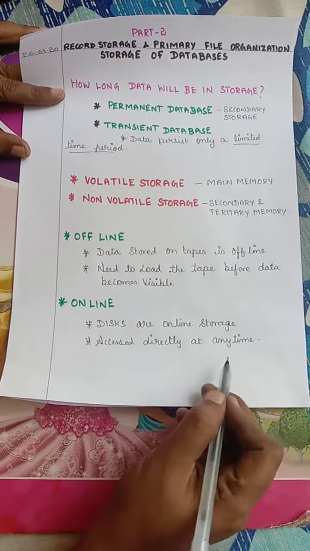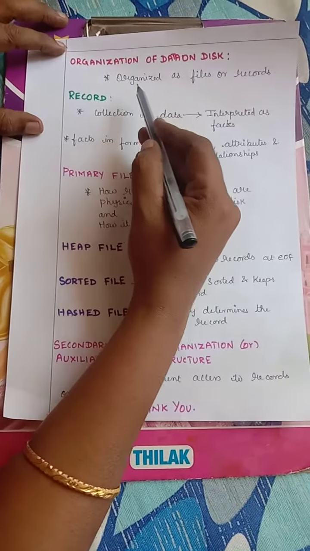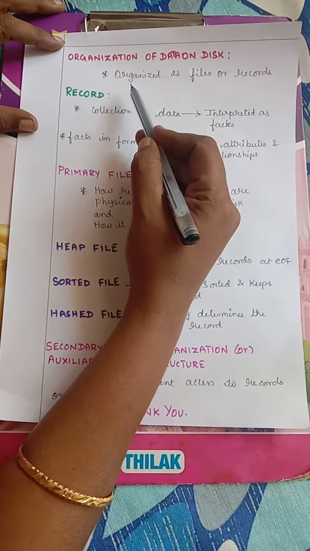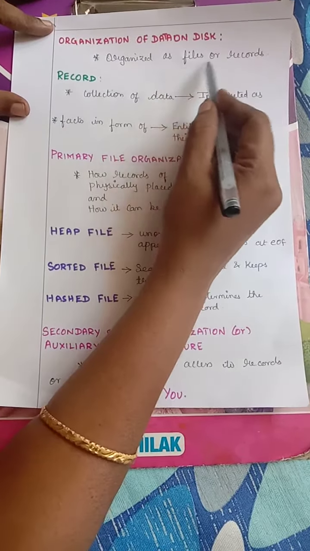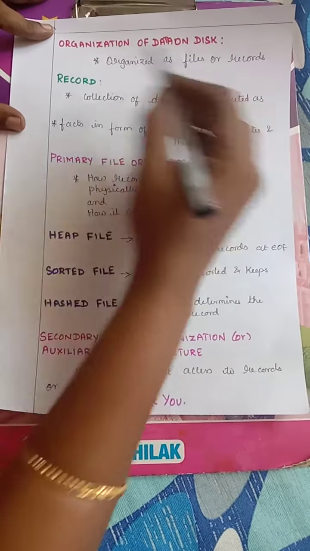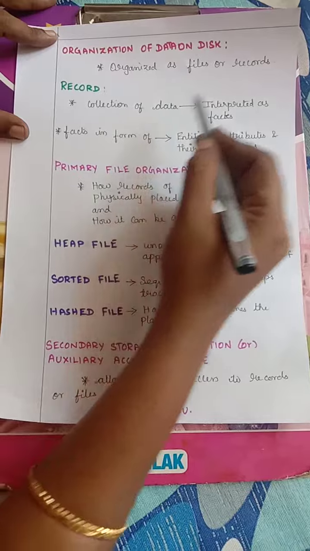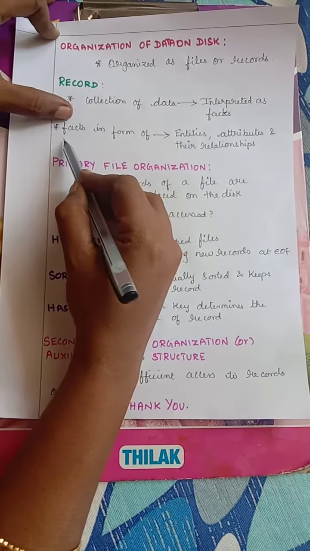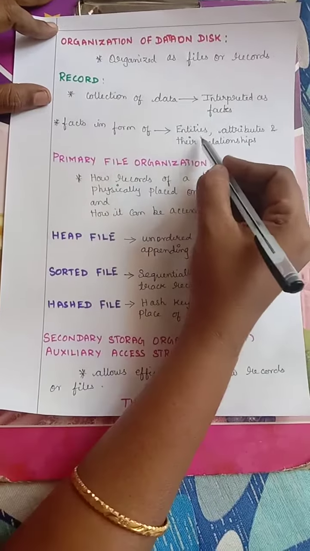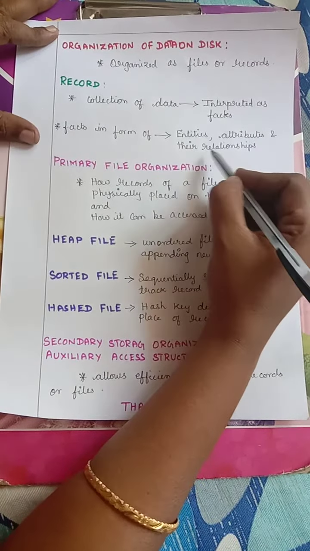And organization of data on disk. How will data get organized on disk? The data gets organized as files or records. We know all about files. Then what is a record? A record is a collection of data which are interpreted as facts. How are the facts arranged? The facts are arranged in the form of entities, attributes, and their relationships.